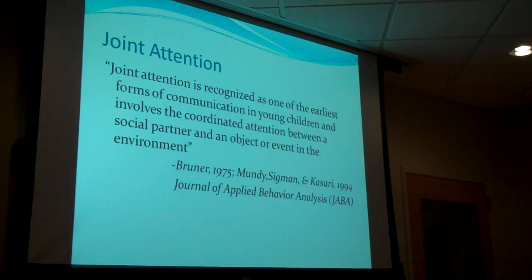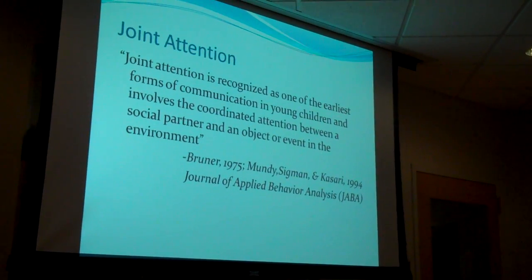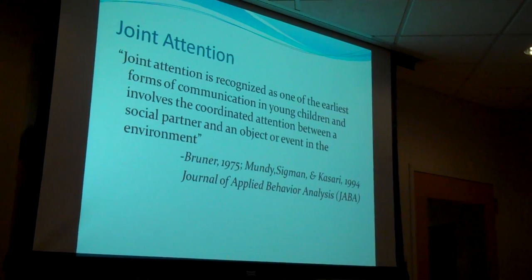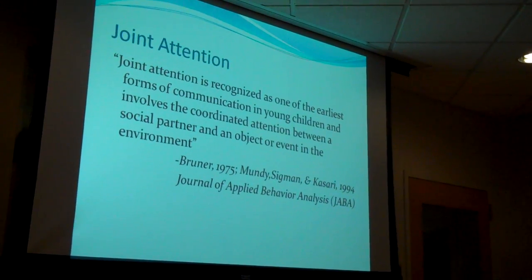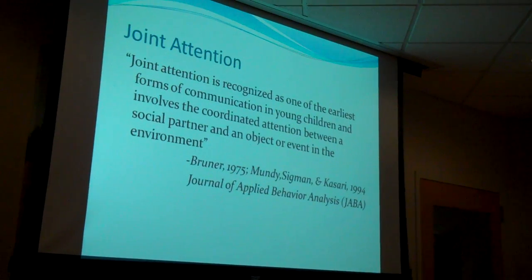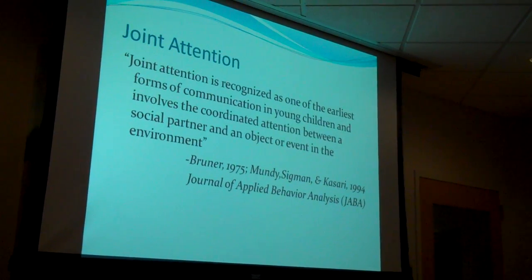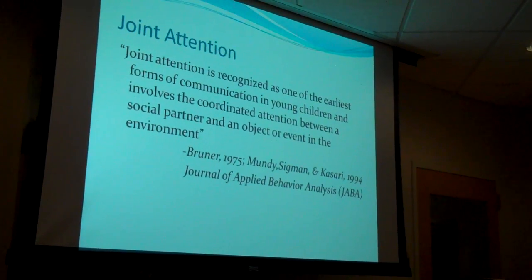develops in a typical child. So I reference here the Journal of Applied Behavioral Analysis. This is one of our main journals that we go to for research in the field. It's defined as one of the earliest forms of communication in young children, and it involves the coordination of attention between a social partner and an object or event in the environment.